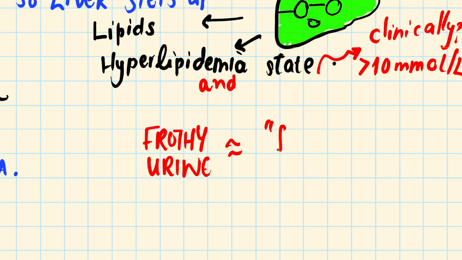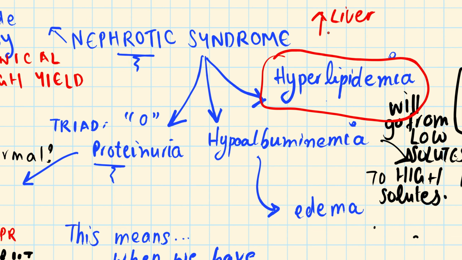What's frothy urine? Okay, this is going to come up time and time again in nephrotic syndrome. Whenever the patient has frothy, foamy urine, that's because there's a high amount of solutes in the urine. But most importantly, this is a sign of proteinuria. This is a clear indication of proteinuria.